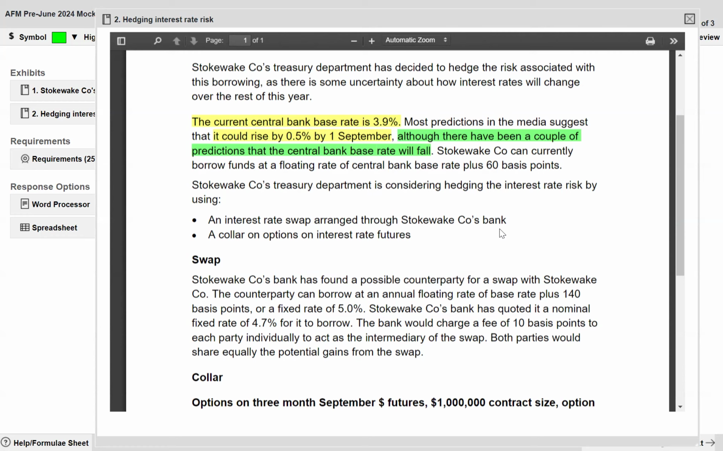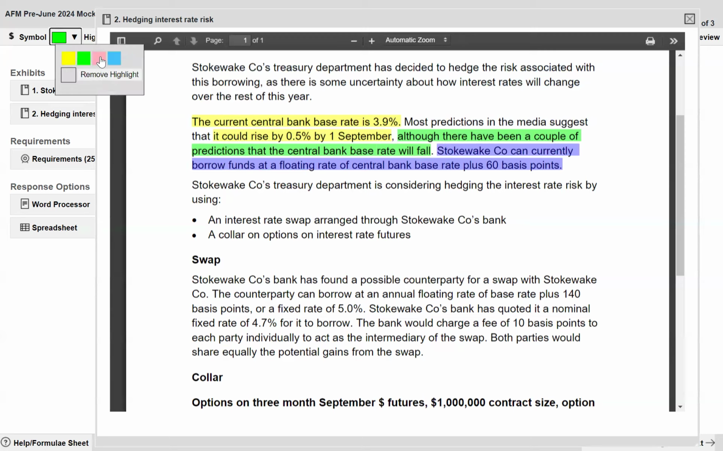But you also need to understand that as a finance manager, your role is not to get profits from this arrangement. It's just to remove uncertainty. So that also should come up when you are discussing. Stockwake can currently borrow at a floating rate of central bank base rate plus 60 basis points. This is how much you can borrow at.